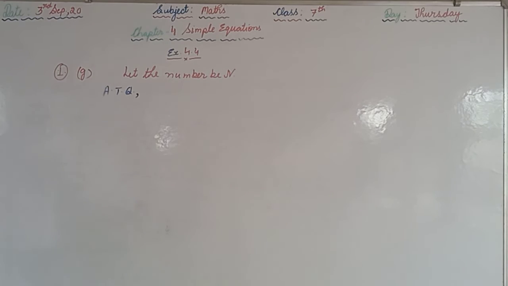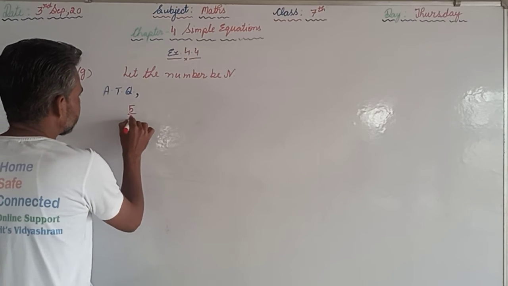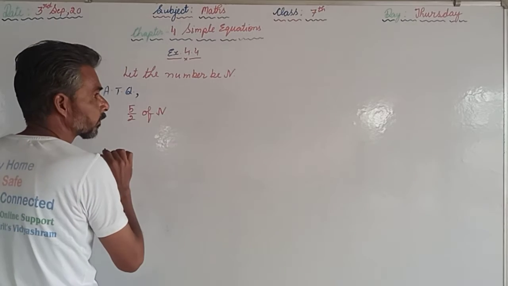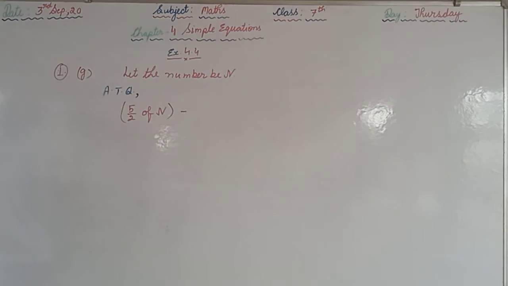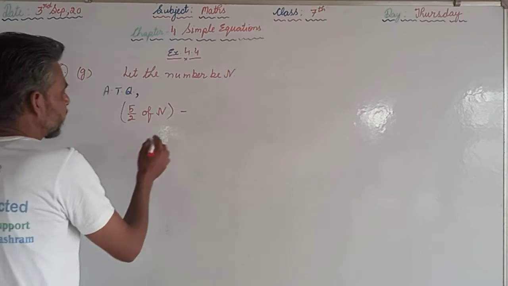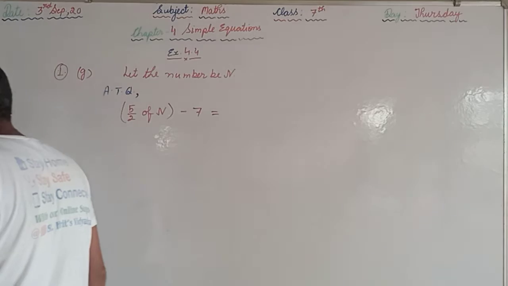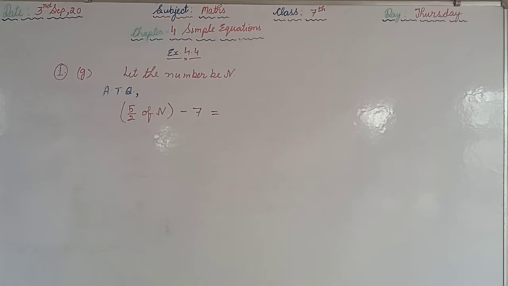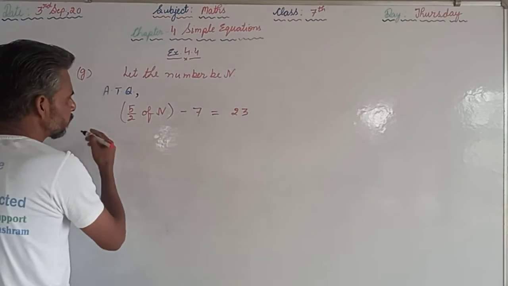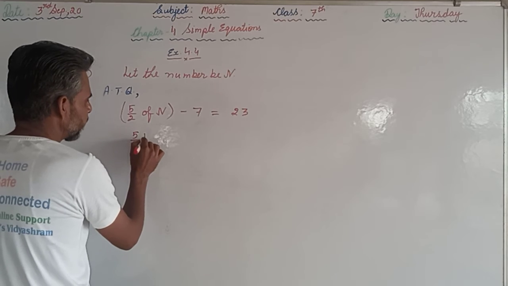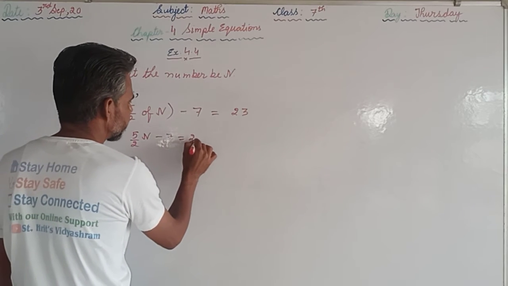So the condition is given, Anwar thinks of a number. If he takes away 7 from 5 by 2 of the number, means 5 by 2 of n, and then he takes away 7 from that, means 7 is subtracted from that, and then he gets 23. Now of means multiply, means 5 by 2 multiplied by n minus 7 is equal to 23.